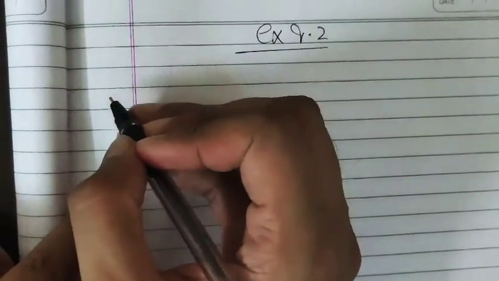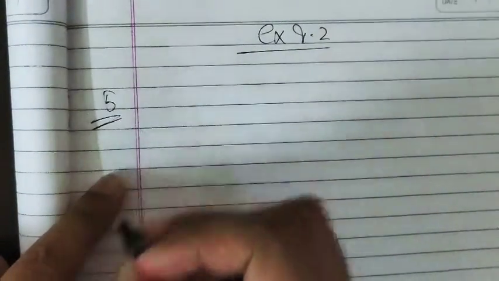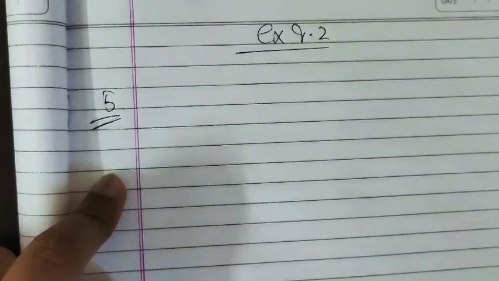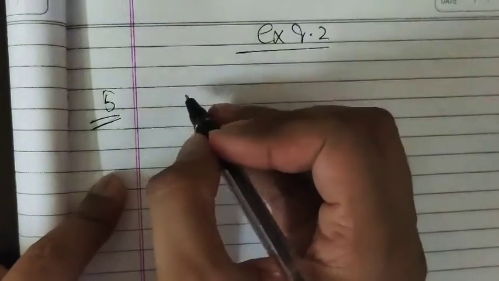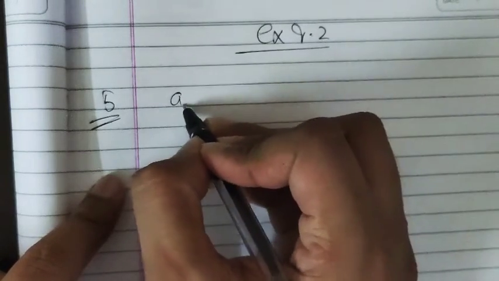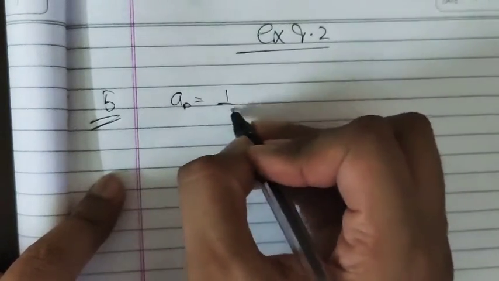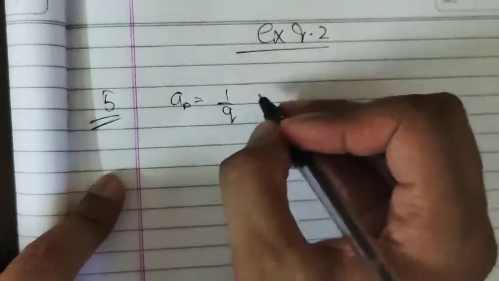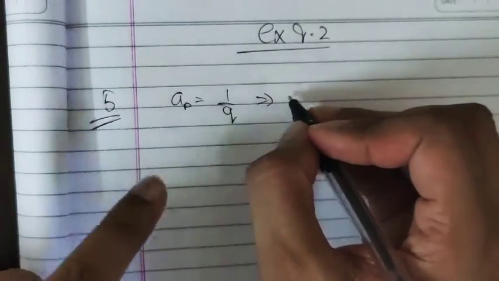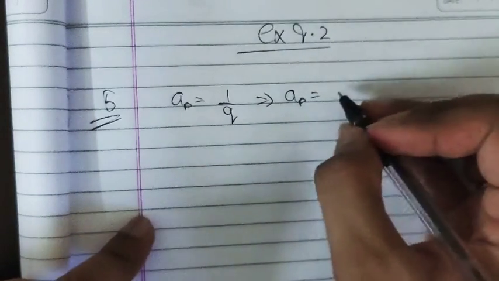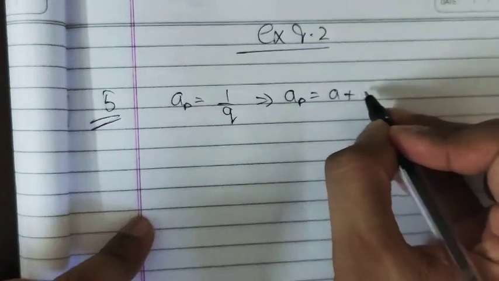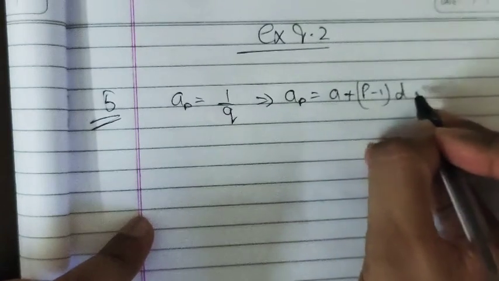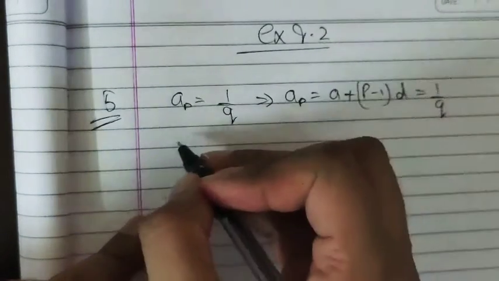Exercise 9.2, question number 5. In question 5 it is given that in an AP, if the pth term is 1 by q, so pth term means Ap is equal to 1 by q. This implies Ap = a + (p - 1)d = 1 by q.